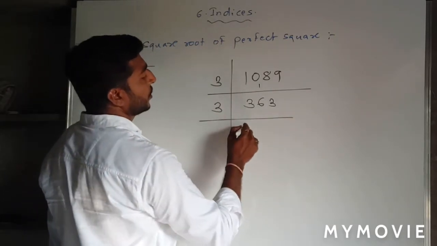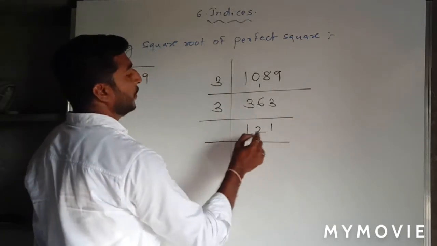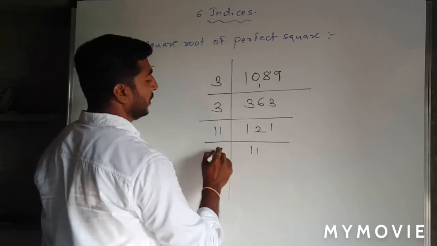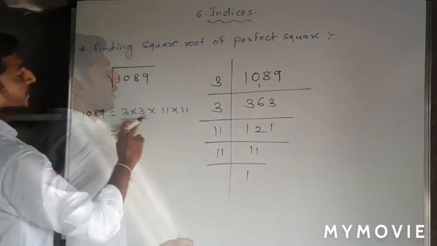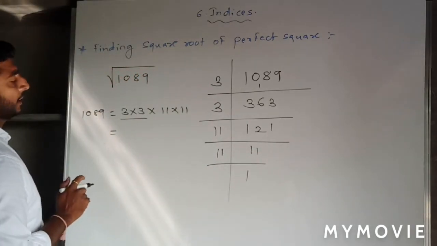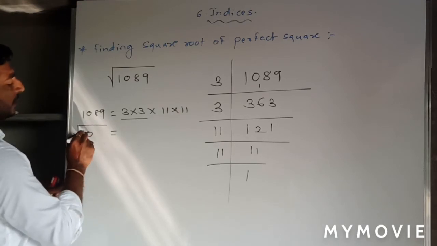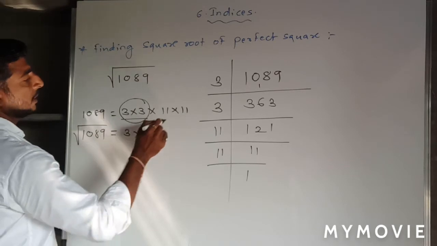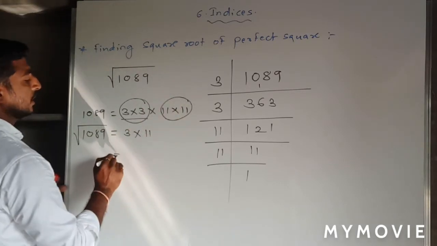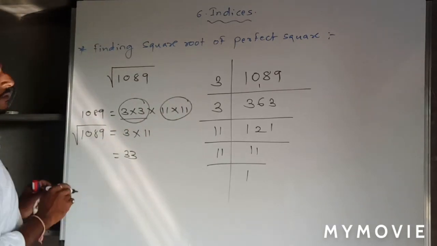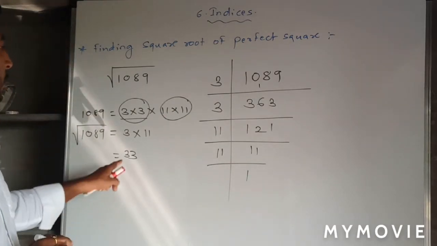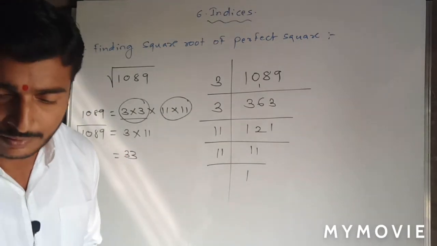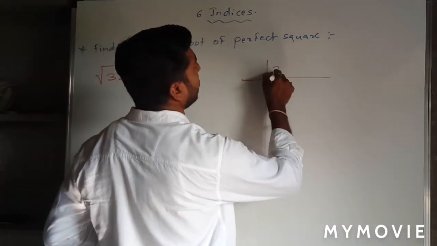Again you divide by 3. So you get 121. And 11 ones are 11, 11, 11 and 1. These are the factors of 1089. So to find the square root of 1089, what will you do? Take one of these 3s and one of these 11s. So that will be equal to 33. So the square root of 1089 will be how much? It will be 33.